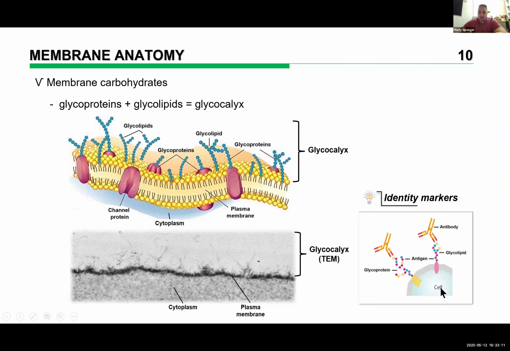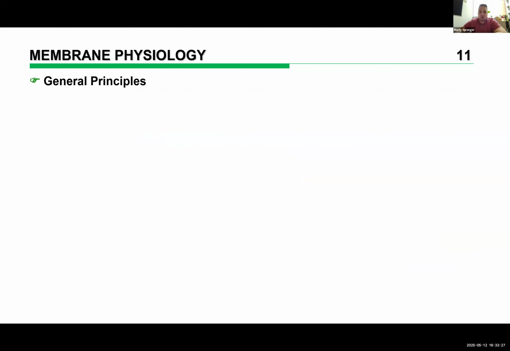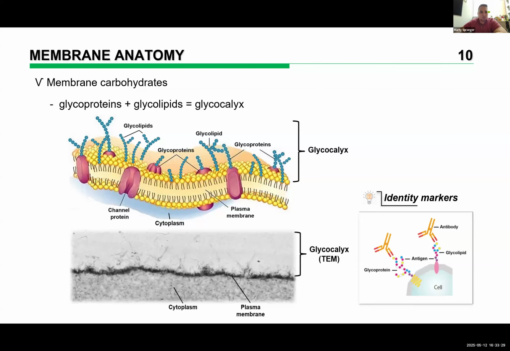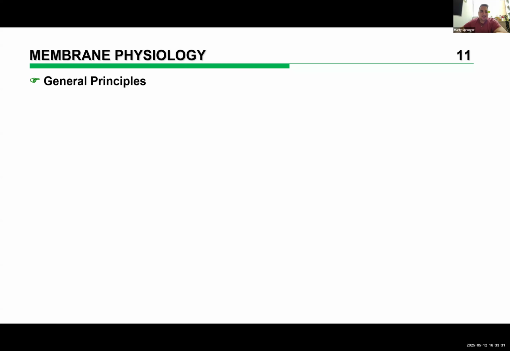And you can see that here. This is a cell that has these antigens on the surface of it. These are carbohydrates attached to proteins or lipids, and antibodies will bind to these, and therefore these sugars are antigenic. We'll talk about that when we talk about blood typing. So that's the anatomy of the cell.